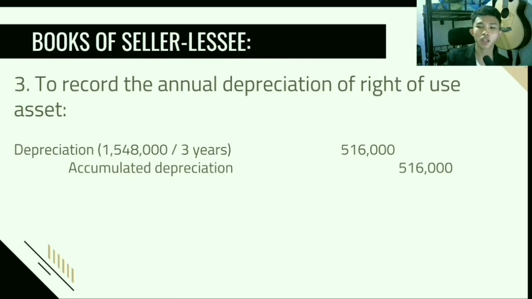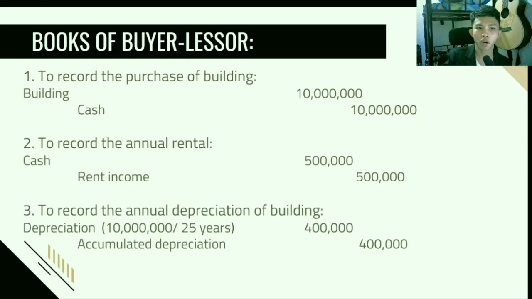Third transaction naman natin is annual depreciation of the right of use asset. Okay, so meron na tayong value of right of use which is 1.548 million. Then i-divide natin siya sa 3 years na lease term natin. So we will have an annual depreciation of 516,000. So proceed na tayo sa books ng buyer-lessor.